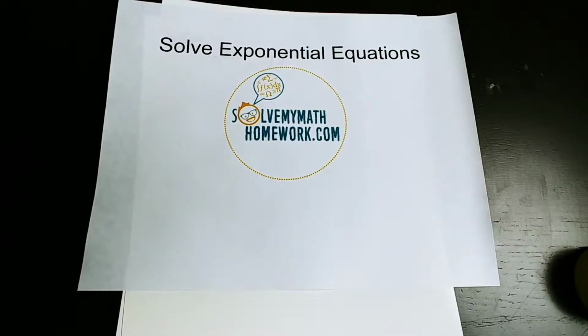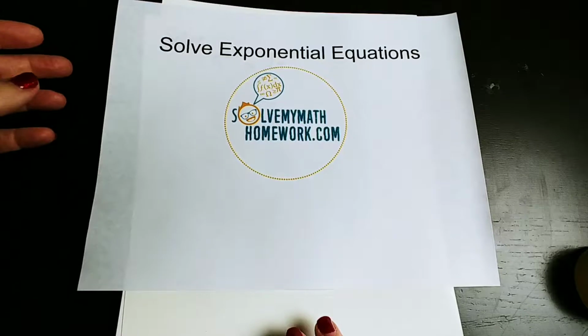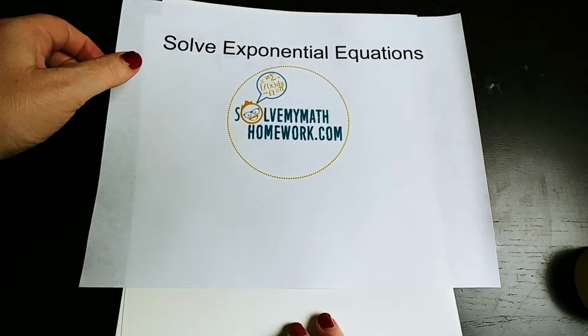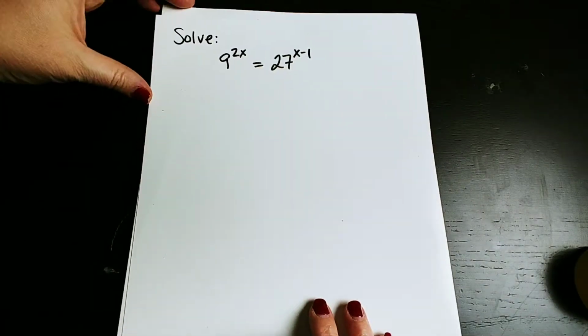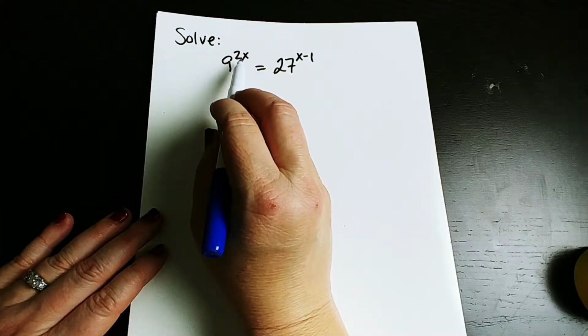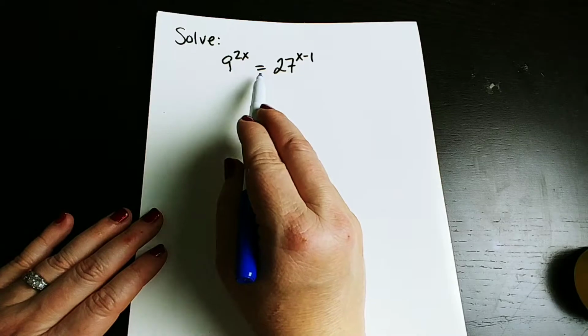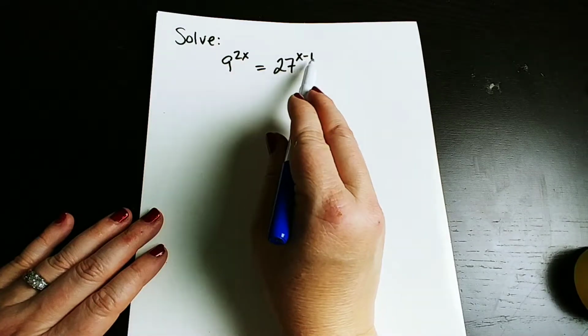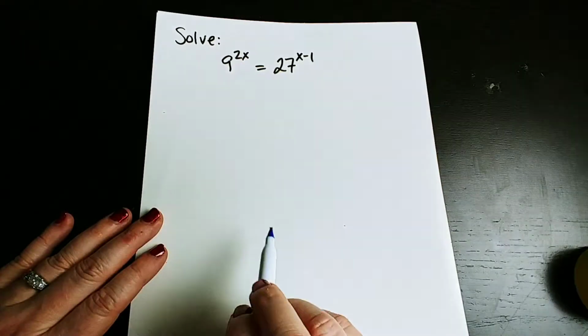Today the problem that comes into us is a simple exponential equation, or solving an exponential equation. They look a little scary, they're really not, so let's do it. Okay, so it says here that we want to solve 9 to the 2x, right? So we have a base of 9 raised to a power of 2x, and this expression is equal to 27 to the power x minus 1. We're obviously solving for x here.